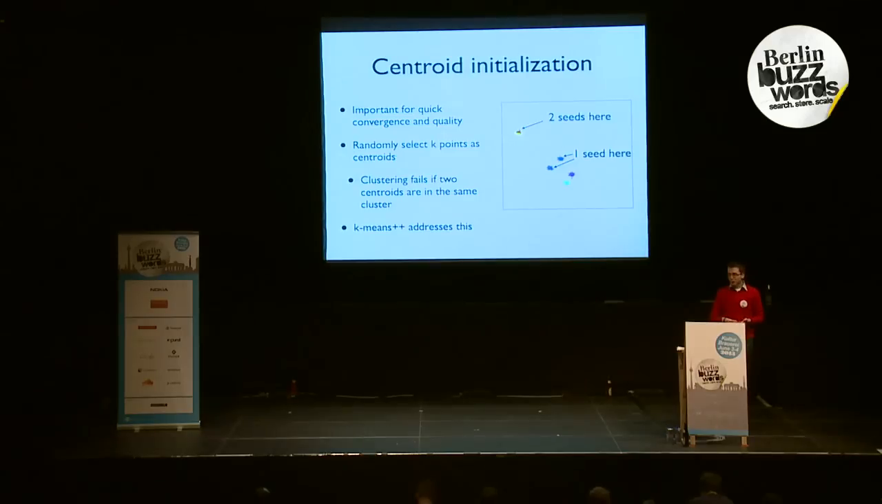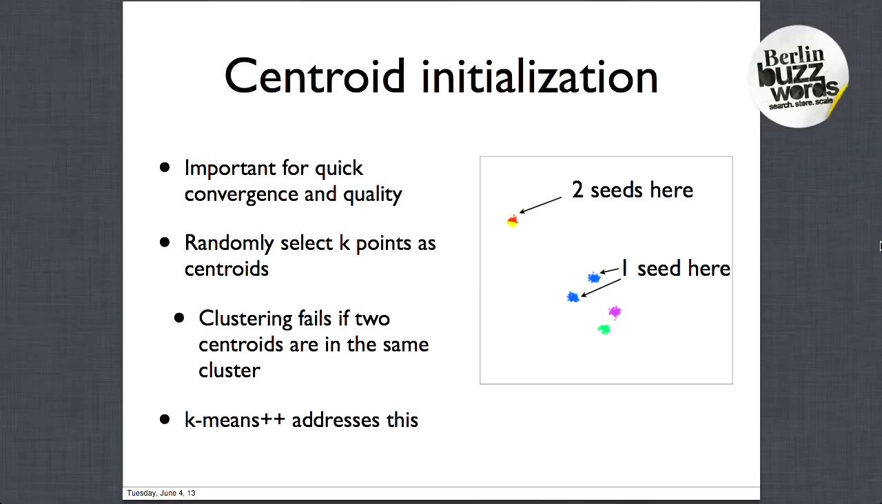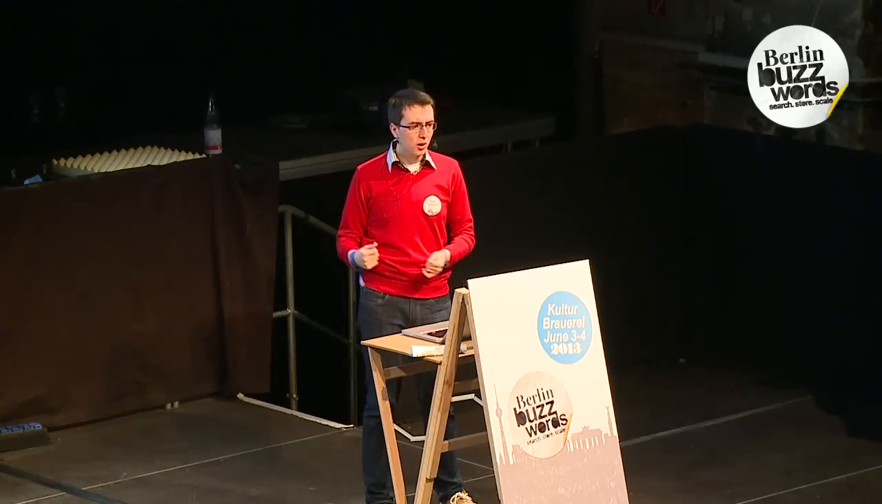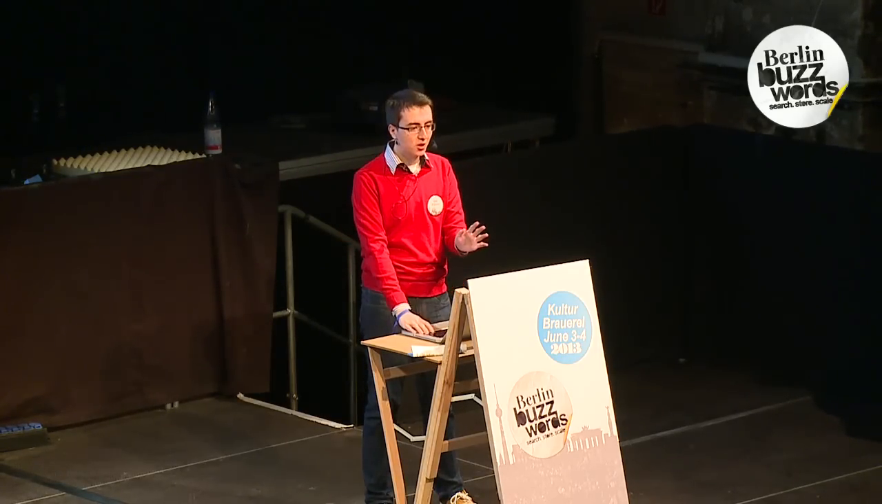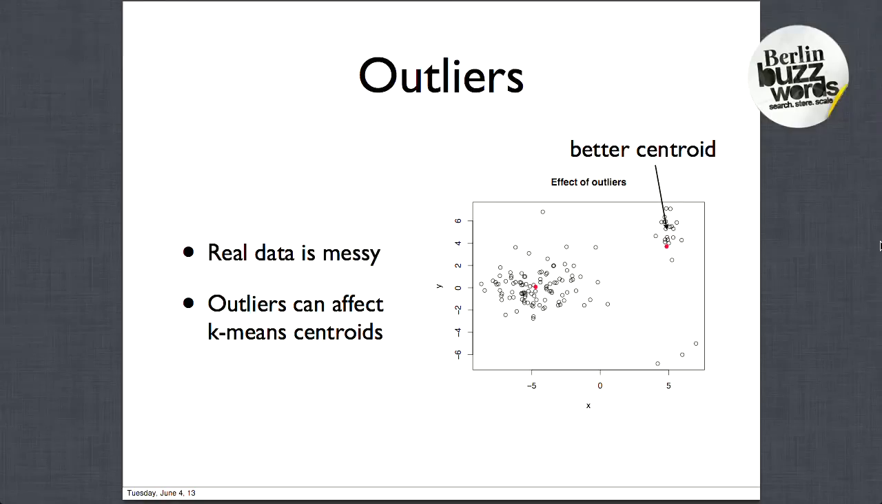One typical way of addressing failures is just trying multiple times, so we can do multiple initializations. Or there's this fancy way of initializing called k-means++, where you actually take into account the distances between the points. You can look up more details in the other presentation, but for now, we just do random initializations as the most simple thing.